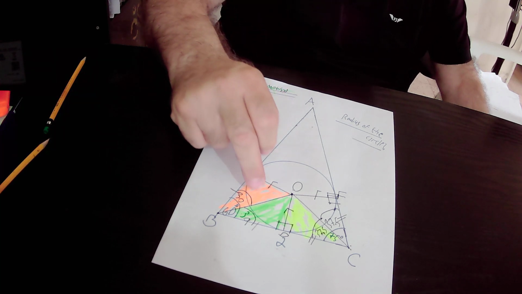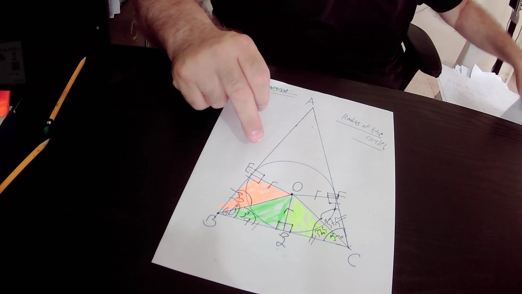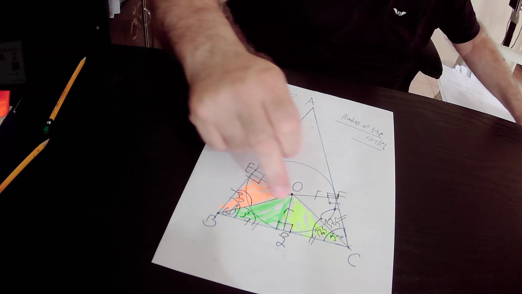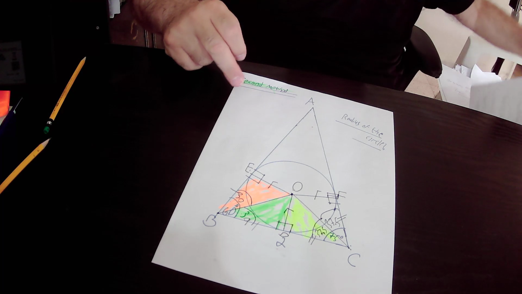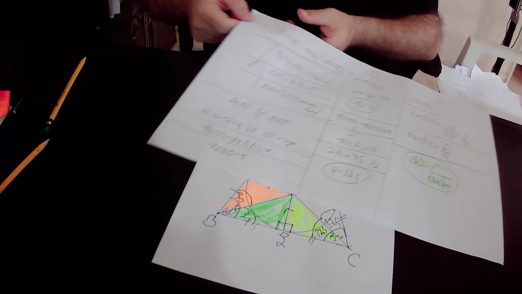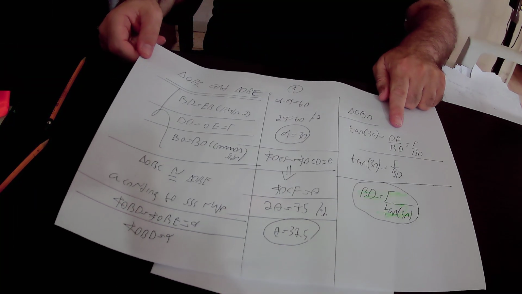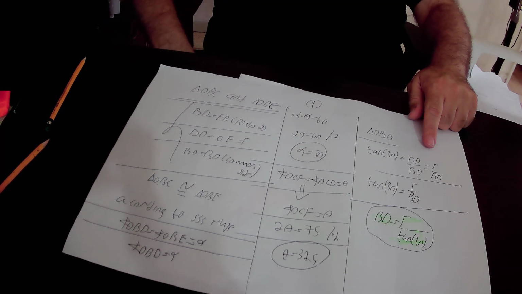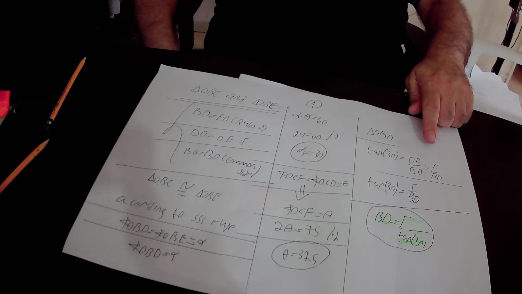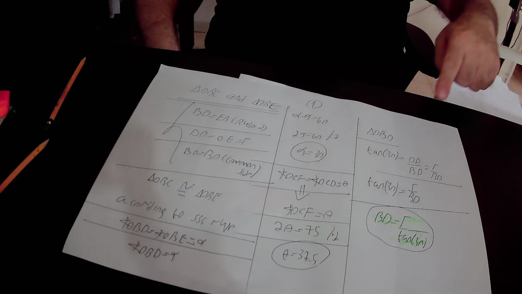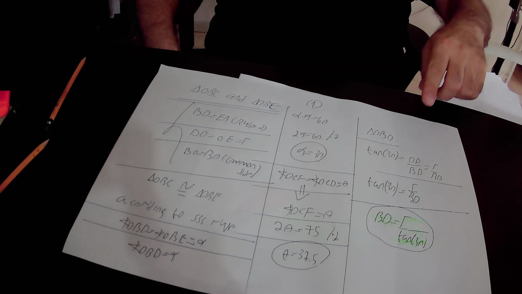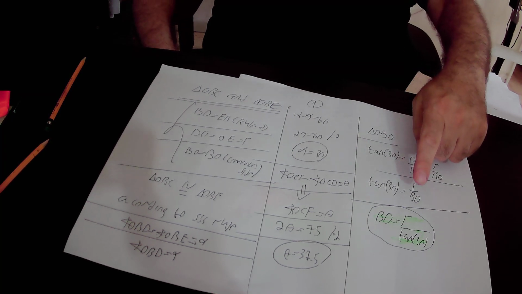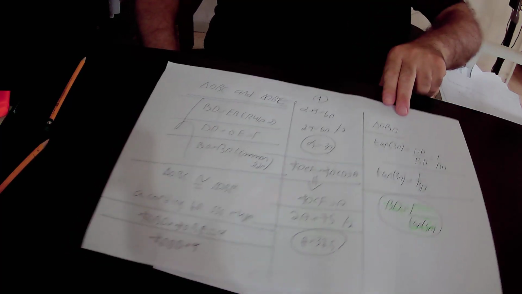Then we focus on the green triangle OBD. In the green triangle OBD, tangent 30 degrees equals OD over BD. OD equals R, so we substitute OD by R. So in conclusion, we found out that tangent 30 degrees equals R over BD. We multiplied this equation by BD and then we divided it by tangent 30 degrees, and in conclusion we found out that BD equals R over tangent 30 degrees.